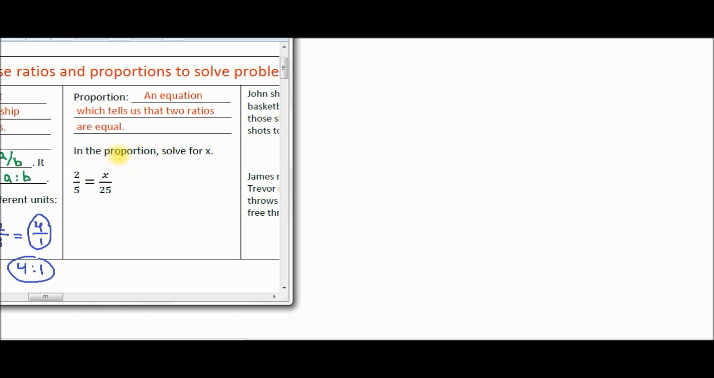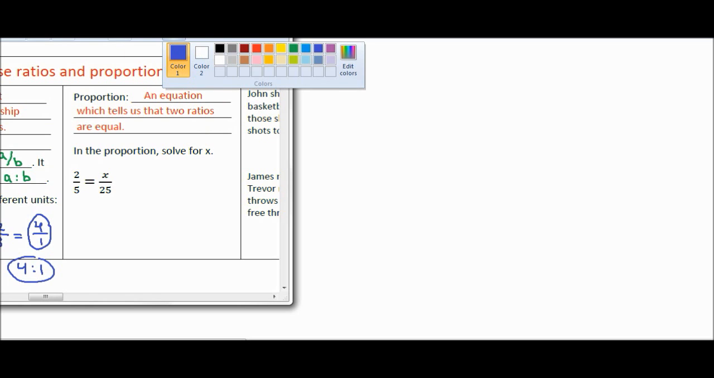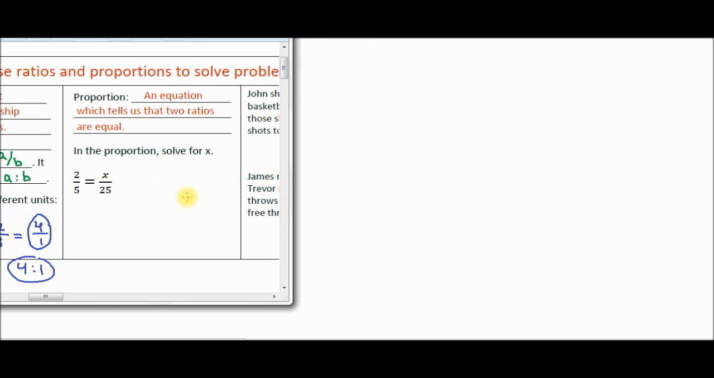Let's say that you wrote a proportion 2 over 5, or 2 to 5, is equal to x to 25. The question is, how do you solve for x? How do we find what x is? And there's a neat math trick that we can use here to solve this one. It's called the cross product property. Let's write this down here.